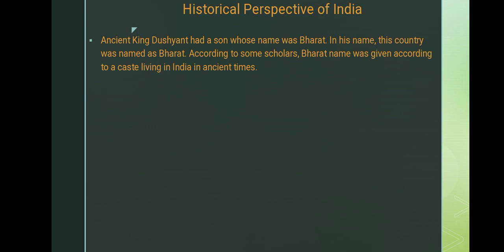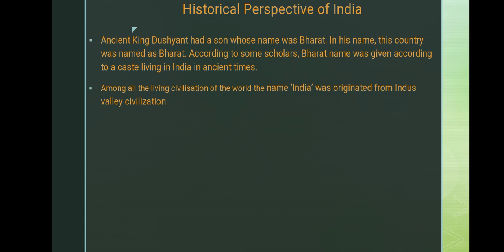Ancient King Dushyant had a son whose name was Bharat. From his name our country is named Bharat. According to some scholars, the name Bharat was given according to a caste living in India in ancient times.